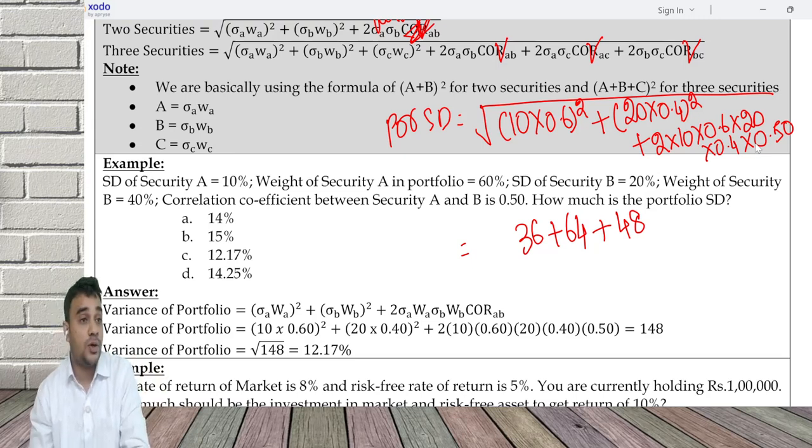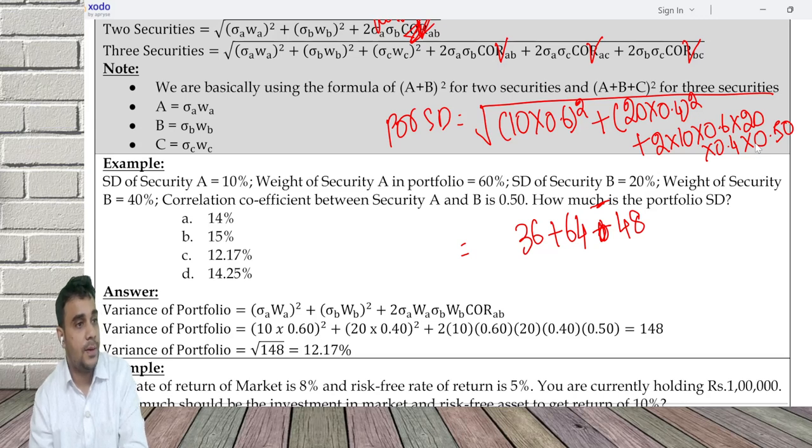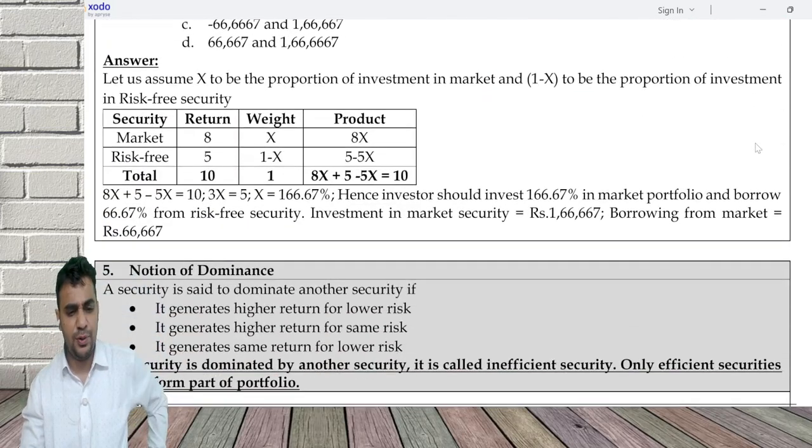How could it have become that? If this was minus 48, instead of plus 0.5 correlation, if this was minus 0.5, it would have become minus 48. And if it had become minus 48, our answer is square root of 52, which is around 7%. So first security 10, second security 20, put together is 7%. This is called the benefit of diversification. Second example, you do it later.